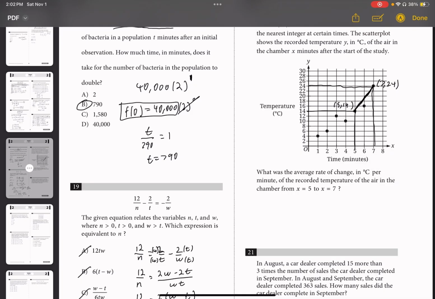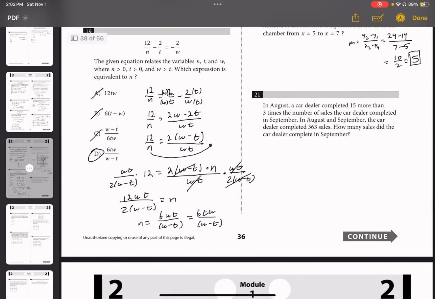So considering this, we can find our slope by saying y2 minus y1 over x2 minus x1, which is equal to 24 minus 14 over 7 minus 5. And this is going to be equal to 10 over 2, which is equal to 5, and this is the answer, the average rate of change.